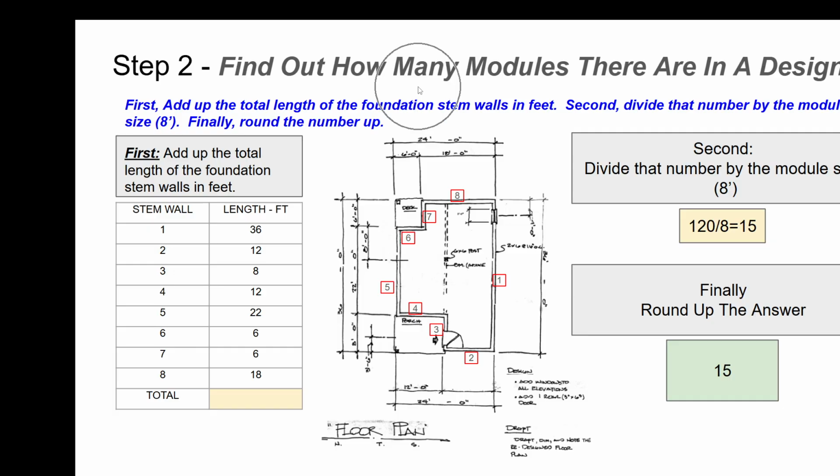So now we have to find out how many modules. So here's that building we've done before. It's 36 feet along this line, and then 12 feet, 8 feet, 12 feet, 22.